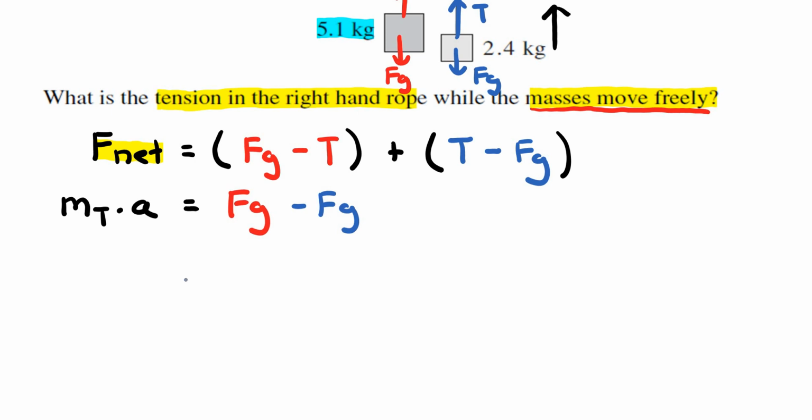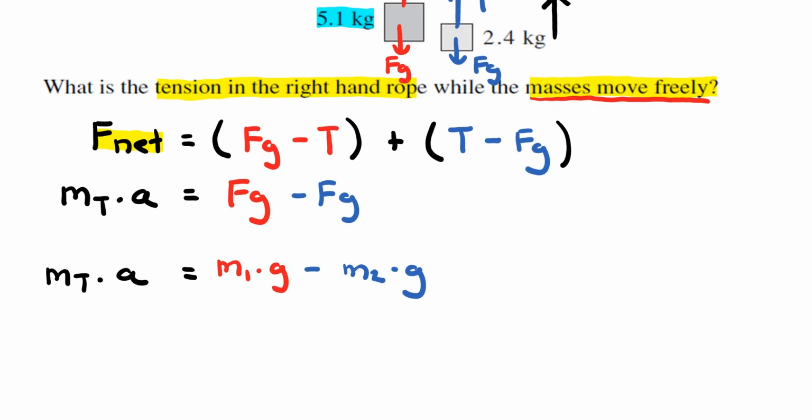All right, so let's figure out what this will be. I'll call this mass 1 times the acceleration due to gravity minus mass 2 times the acceleration due to gravity, and then we have our mass total over here times the acceleration. Okay, so let's plug in the numbers. What we're trying to do first is find the acceleration, and the acceleration will allow us to go back to the free body diagram, and then we can calculate the tension in the right hand rope.